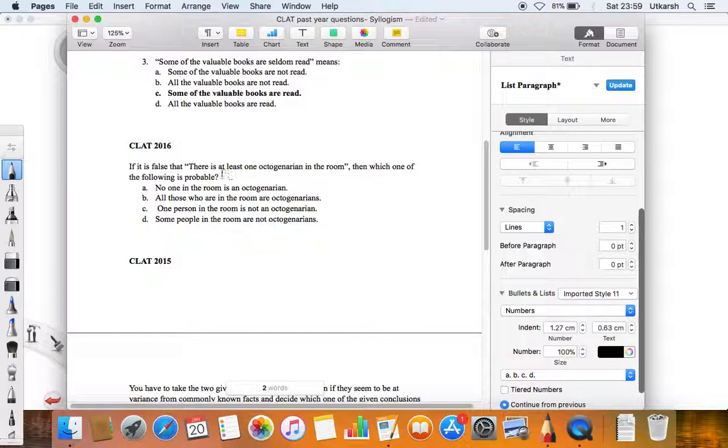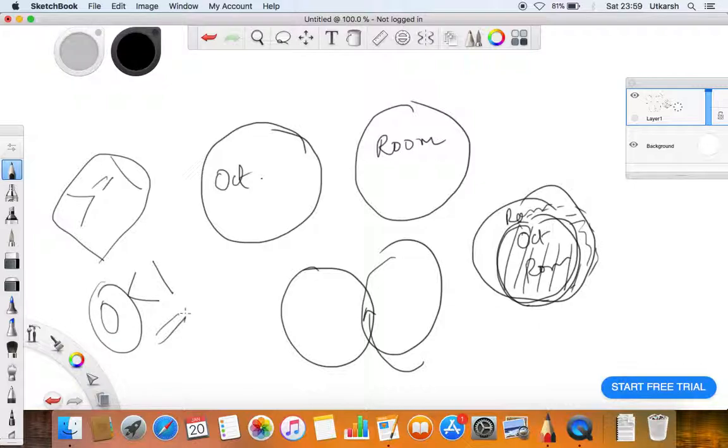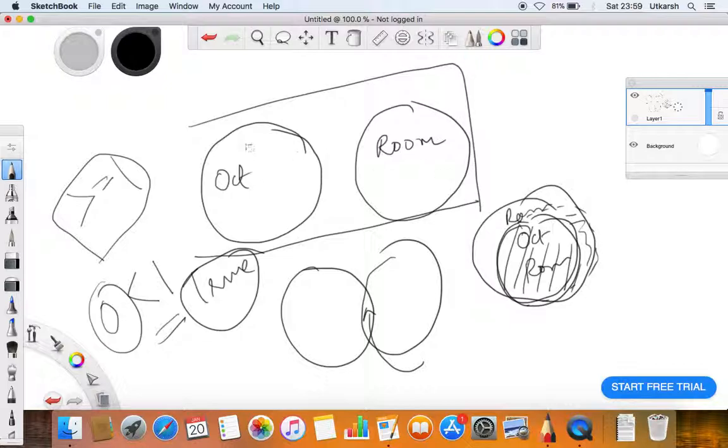But here it is saying it is false that there is at least one octogenarian. At least one means greater than or equal to 1. So if that is false, it means it is less than 1, that means 0. So the true portion is that there are 0 octogenarians in the room. So our Venn diagram is something like this. This is not a table, I'm just drawing it for clarity.